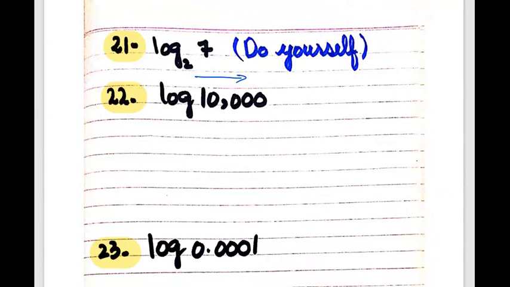And question number 22 is to evaluate this expression. We can take this expression as x, and in order to calculate this value we can convert it into exponential form, and we know that log without base is basically log with base 10. So we convert it into exponential form, which is 10 raised to power x is 10,000, and we can write 10,000 as 10 raised to power 4. So the bases are the same, x equal to 4.